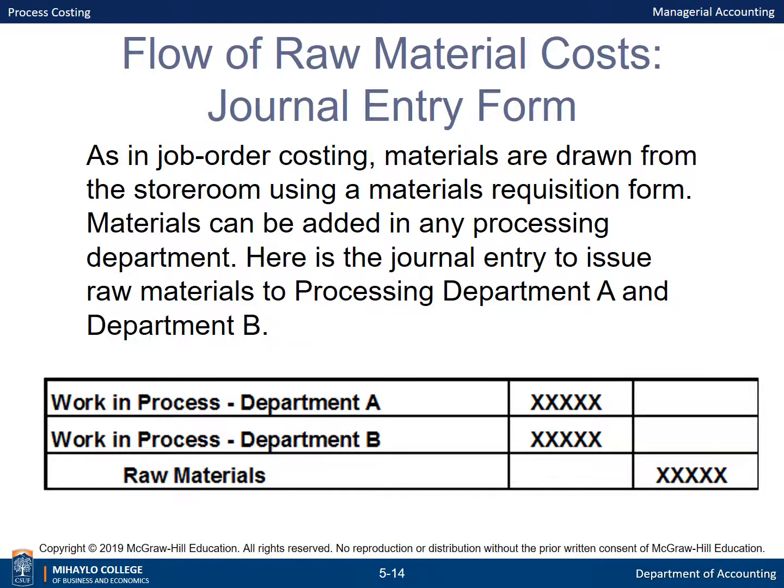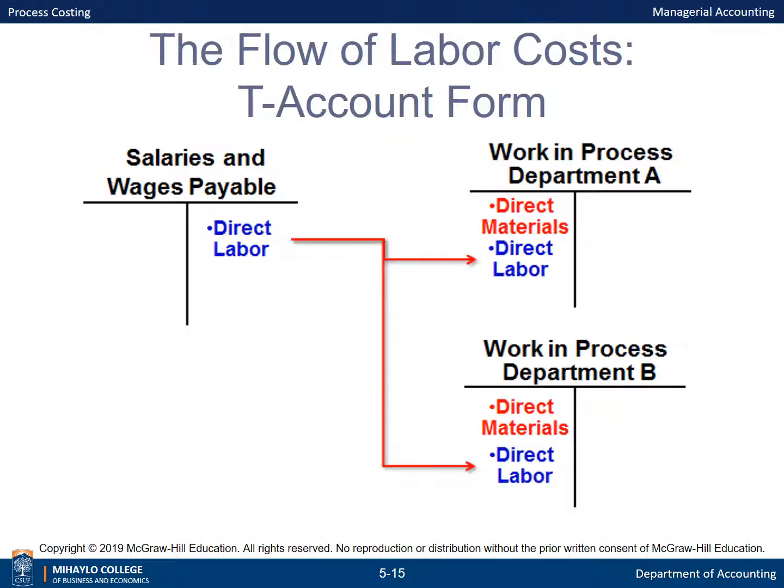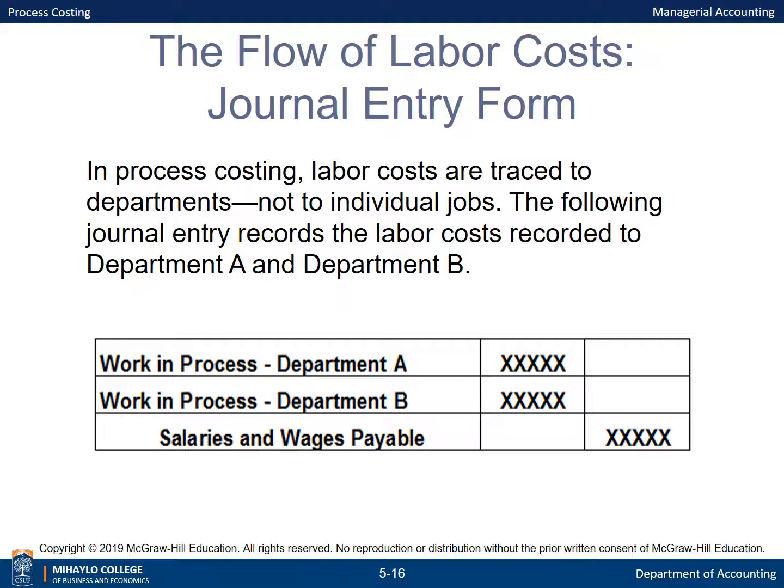The journal entry to issue raw materials to processing departments A and B is to debit the processing departments for the direct materials requisitioned and credit raw materials. Direct labor is transferred from the salaries and wages payable account into the work in process account of the department where the labor was added to the production process. In process costing, labor costs are traced to departments, not to individual jobs. Labor costs are recorded by debiting the work in process of the respective departments and crediting salaries and wages payable.